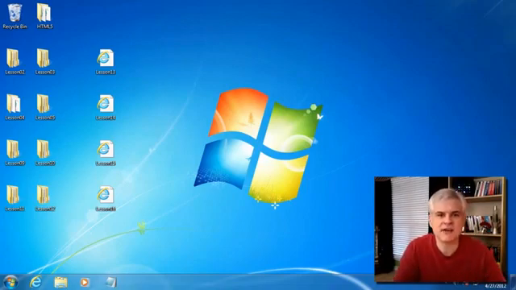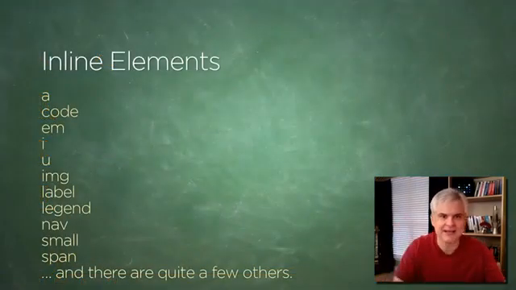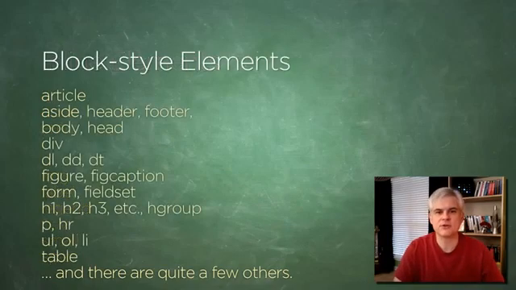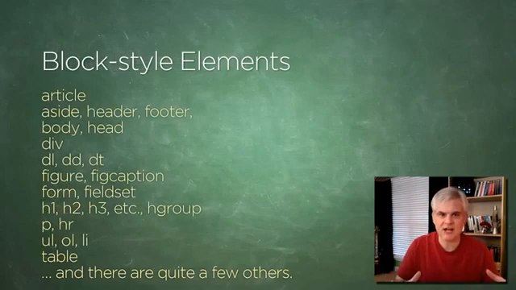Here's a quick list of those that we've covered that fit into this category of being inline. The anchor, the code, the M, the I, the U tags, the image, the label, legend, the nav, the small, the span, and there's quite a few others, okay? These inline elements take up an amount of space as indicated by the line height and the font size, the weight, and so on. Then there are elements that are used to produce a block of space on the screen.